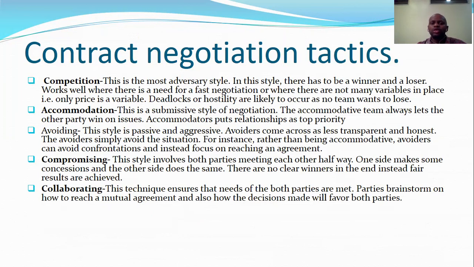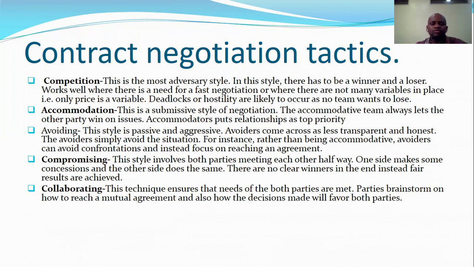This is one of the most adversarial styles. In this type of style, there has to be a winner and a loser, and it works well where there is a need for a faster negotiation or where there are not many variables in place. For example, a variable like price can form hostility when it comes to the negotiation, and it might lead to one team losing. Then we have accommodation.